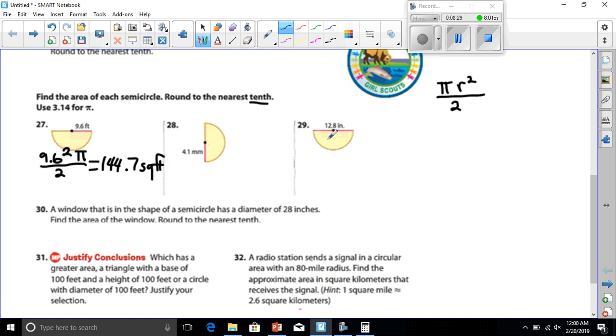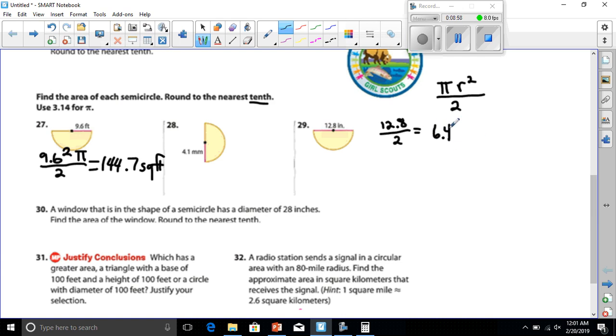All right, let's try number 29. 29 gave us a diameter. We know in order to get the area of a circle, we need the radius. So we're going to have to find half of this diameter. This says 12.8 is the diameter. So first let's take 12.8 and divide it by 2. So we'll get our radius. Well, that's going to give us 6.4.